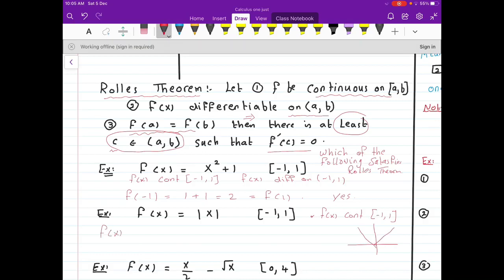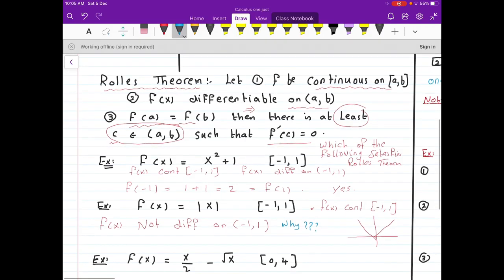لكن f(x) not differentiable on the interval (-1, 1), why? We have a question. Since f(x) not differentiable at 0 and 0 is included in this interval, why? Since f(x) not differentiable at x equal 0 بالرغم انه الشرط الثالث f(-1) equal f(1). So هل هذا الفانكشن يحقق الRolle's theorem? The answer yes or no. So we say no. So this function does not satisfy Rolle's theorem since it is not differentiable at x equal 0 and 0 is in this interval.